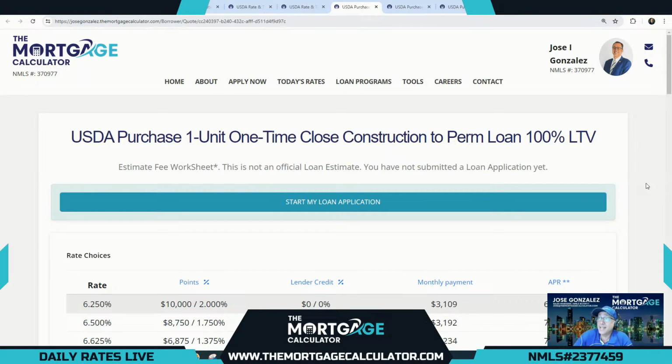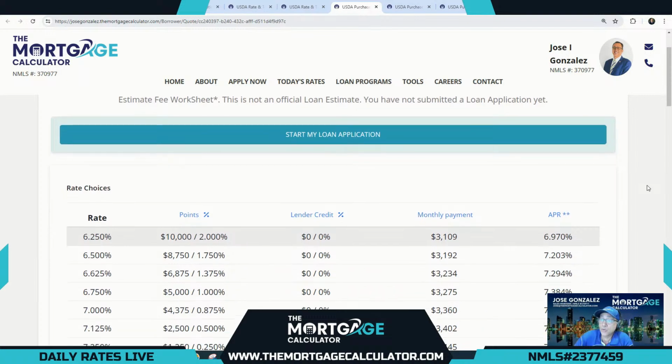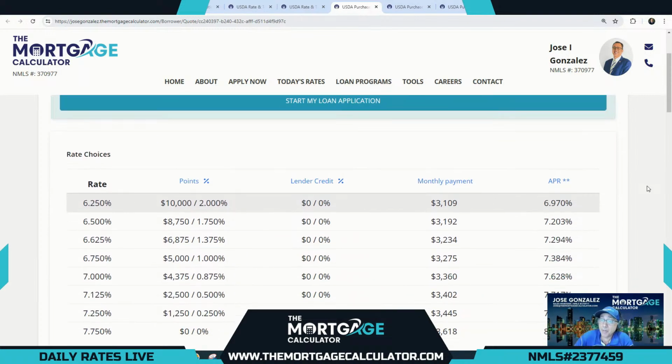And now our one-time close construction to permanent loan, also at 100% LTV. This is the amazing product that allows you to purchase the land and build the home with the same loan. The construction loan transitions to the end loan once the construction phase is completed. And I will let you know, this product is also possible when there is a construction loan for the purchase of a manufactured home. Remember, a manufactured home is not a mobile home.